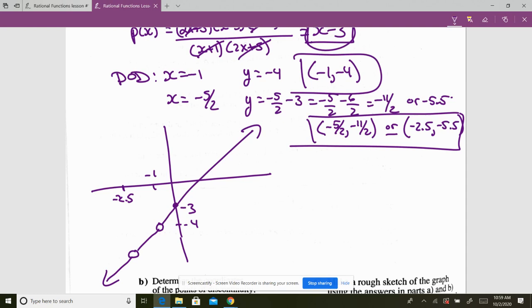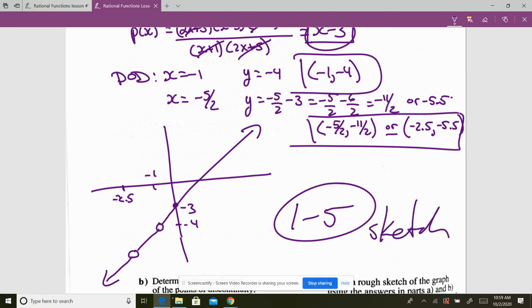You can have graphs that have multiple asymptotes and multiple holes. You can do a whole bunch of different stuff. Are there any questions? All right, I would like you to sketch 1 to 5. You're just sketching, okay? Just like we've done here.